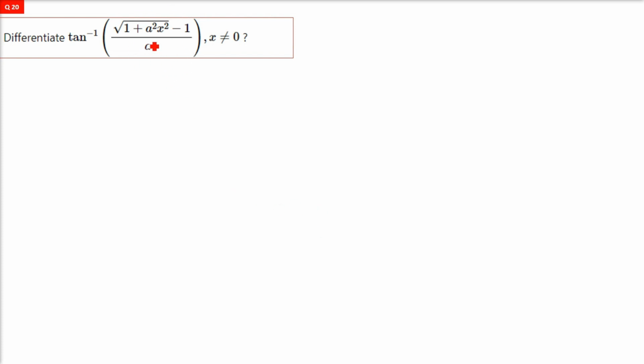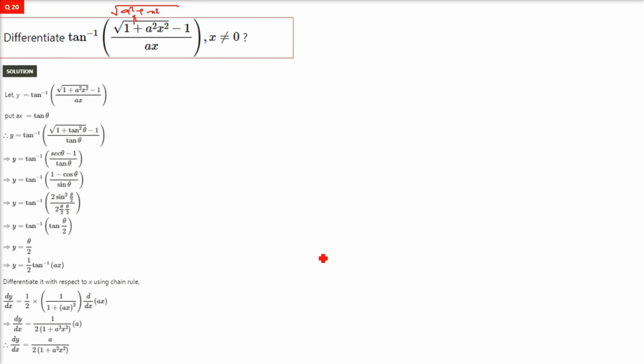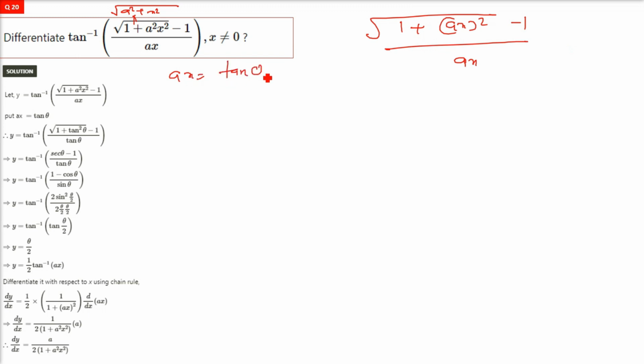Differentiate tan inverse of under root 1 plus a square x square minus 1 by ax. So whenever this type of question with under root comes, you have to eliminate the under root. For that, you just see it is of the form 1 plus a square x square. Whenever we have this form, we always put the content as tan theta. I am doing the inside one: under root 1 plus a square x square minus 1 divided by ax. So put ax as tan theta.